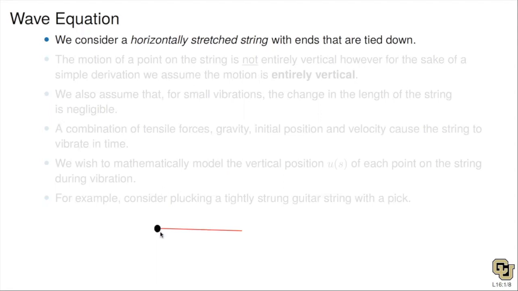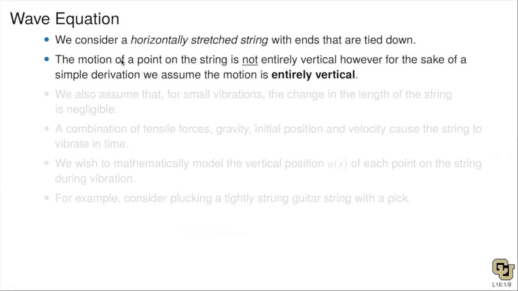So this is a horizontal, I can't draw so well. And there's a little bit of tension in the string. Now we imagine, for example, that you pluck this string, and then we want to think about what happens. That's a terrible drawing. You pluck the string and the string starts vibrating.